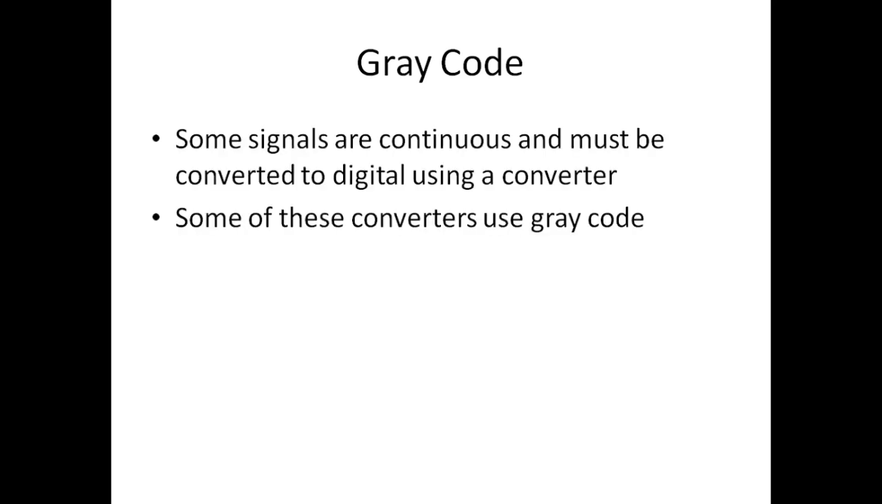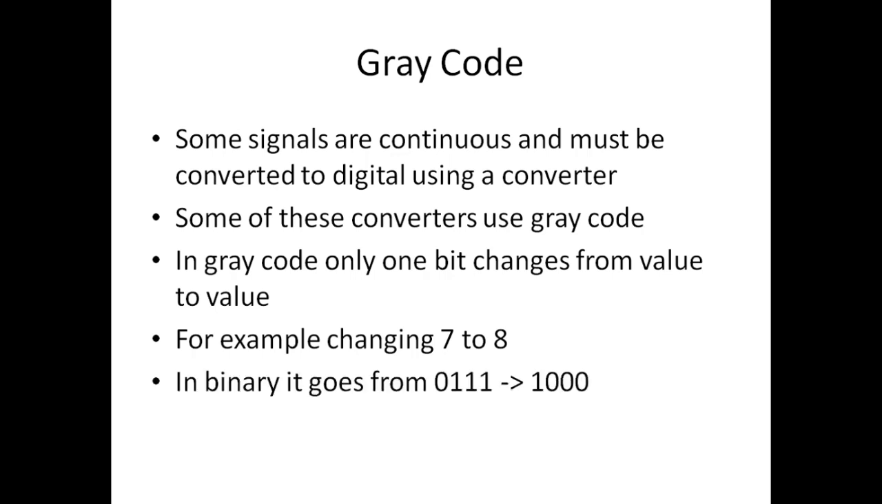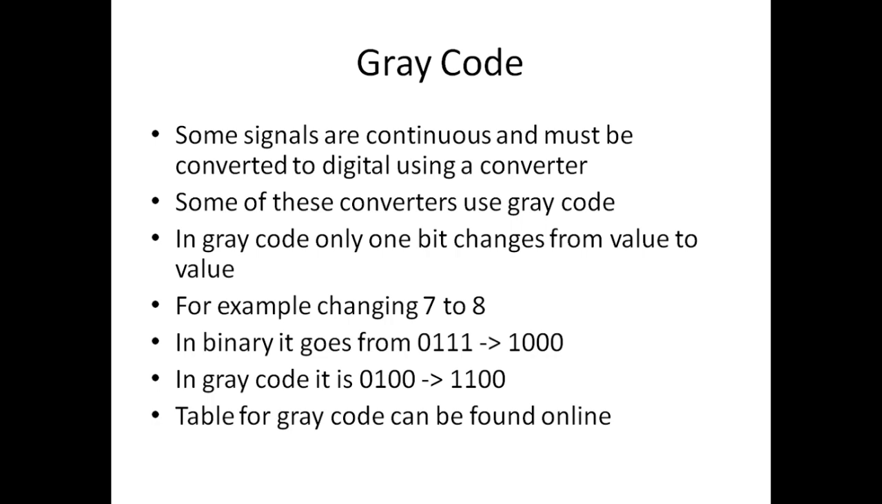Now we'll cover gray code. It's used mainly when an analog signal is converted to digital. Only one bit changes between values. Let's look at this example from 7 to 8. In binary and BCD it changes all 4 bits, whereas in gray code it only changes 1 bit. You can find a table for gray code online.